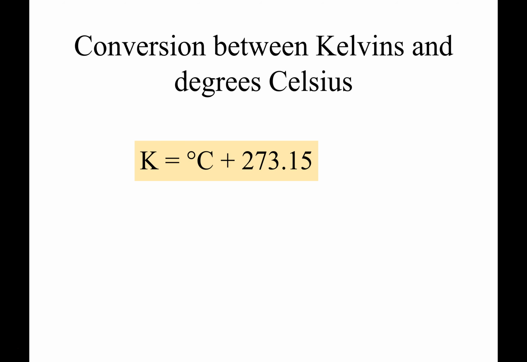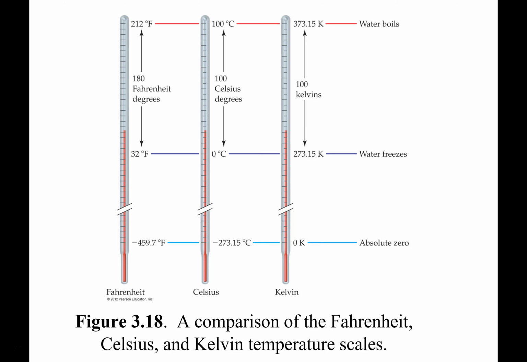So if you're given the Celsius temperature and you want to get to Kelvin, you add 273.15 units. Depending upon how many digits are in your Celsius temperature, the 0.15 may or may not do anything for you. And if you're given the Kelvin temperature and you need to get back to Celsius, you subtract 273.15 units. Those are the most important conversions we've done.